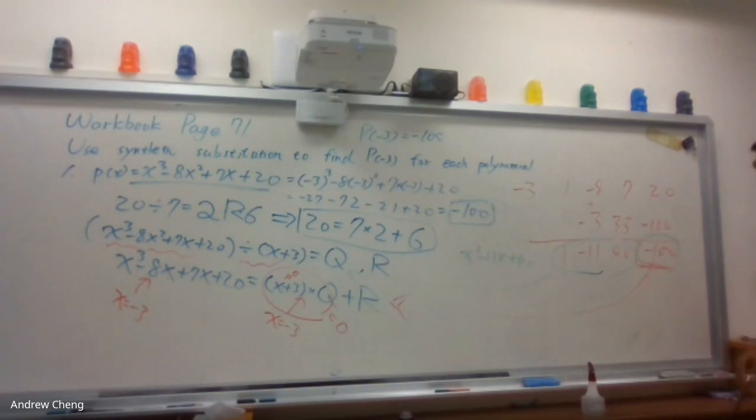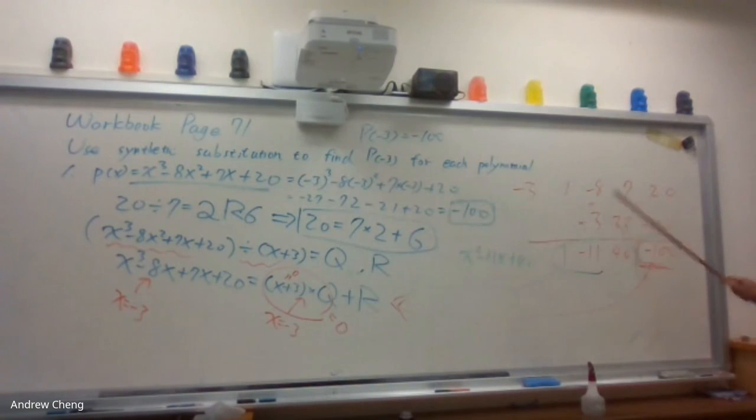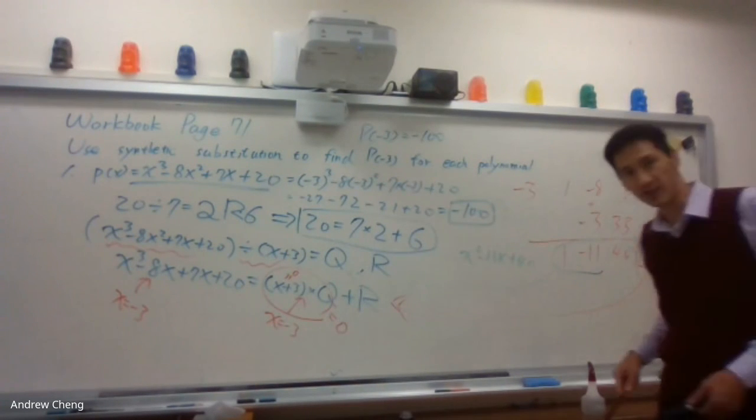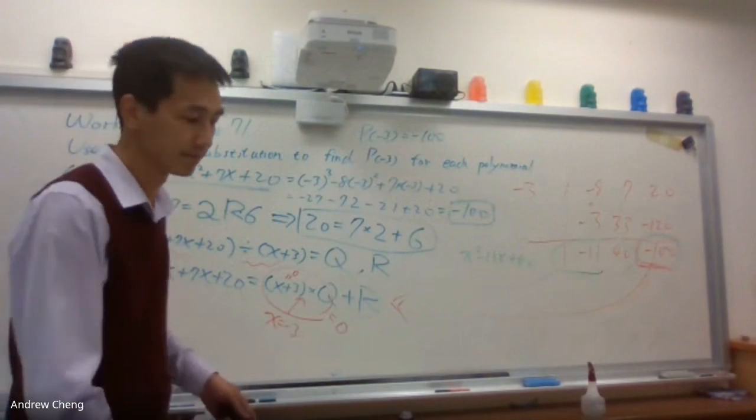It gives us the same result as here. So which one do you think is easier? Do you want to plug in -3 or use synthetic division? What do you think? Okay. Have a look at this. It's not too hard.